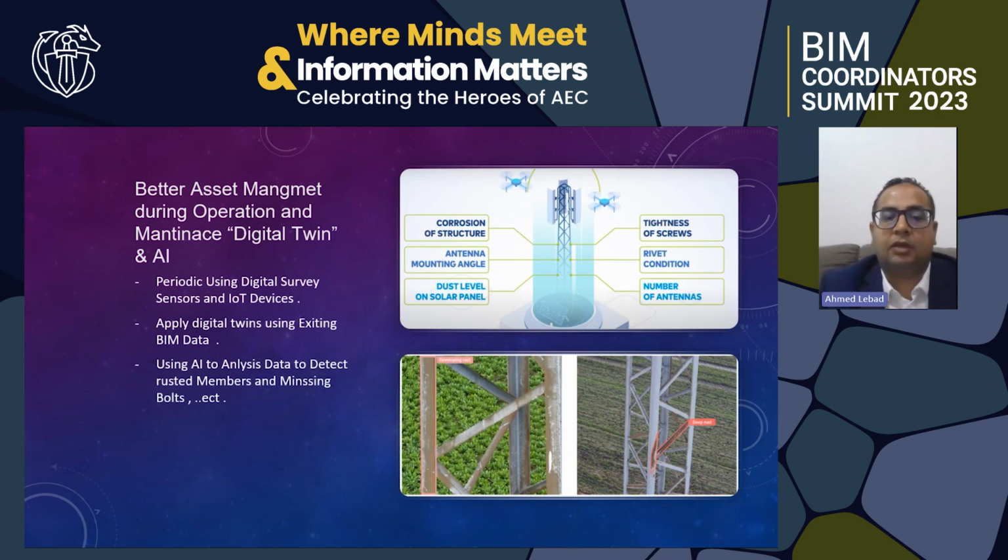And we could even apply periodic digital surveys using drones or sensors or IoT devices. As we said in the drone slides, drones could also allow us to do photo recognition by AI tools, which could be applied in this stage to detect corrosion of any structure, any missing member, any dust on our solar panels, etc. So when applying this, we will have better asset management and full control of our management, reducing any risk that could affect our towers, any outage.